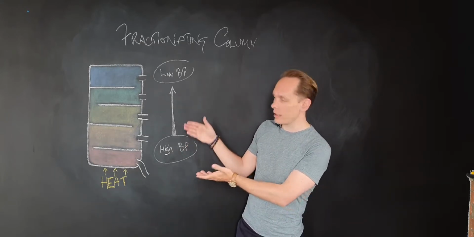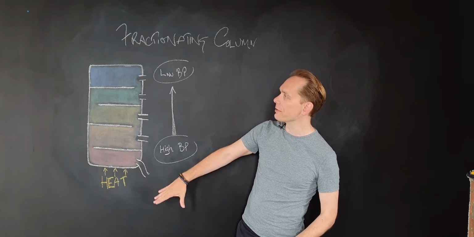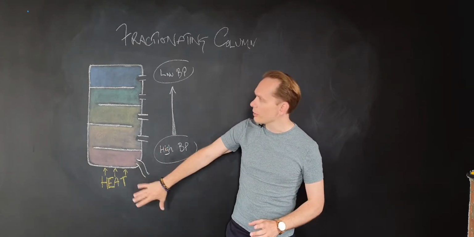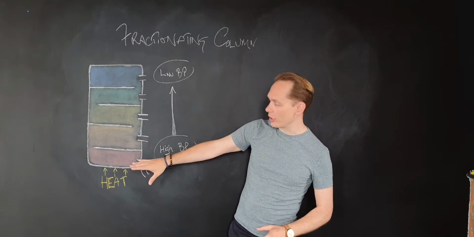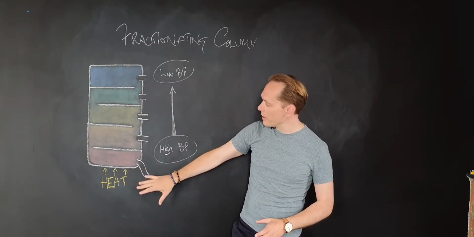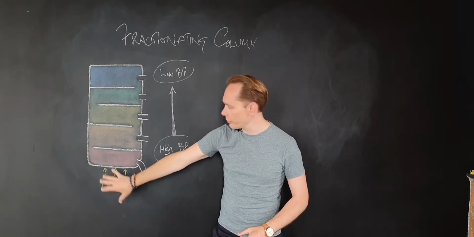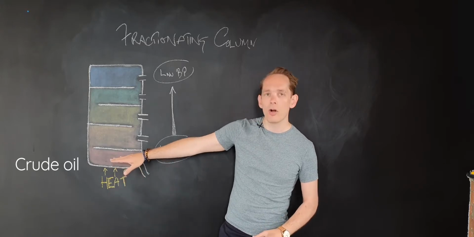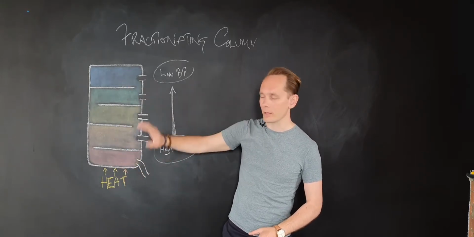Well, they're separated in essentially a fractionating column. This is a very simplified version, and I've drawn it this way just to help you remember the key facts. You take this great big series of chambers, so it's a big tank with some separation chambers, and you put a lot of heat at the bottom. So the crude oil is put at the bottom, you heat it a lot, and the compounds will rise up through. Now, how does it work?